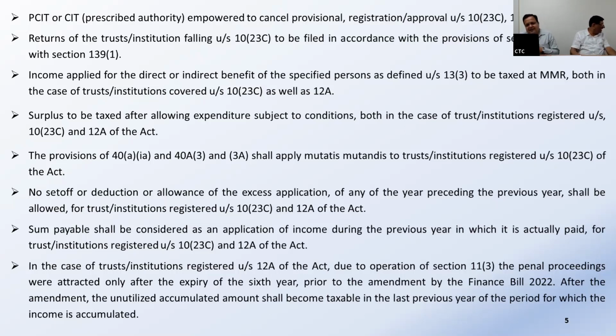In the case of a trust institution registered under section 12 of the Act, due to operation of section 11(3), the penal proceedings were attracted only after the expiry of the 6th year. So one year of grace was available because of section 11(3) prior to the amendment of the Finance Bill 2022. After the amendment, the unutilized accumulated amount shall become taxable in the last previous year of the period for which the income is accumulated. It is the 5th year, not the 6th year. So now there will be a 2 year period.